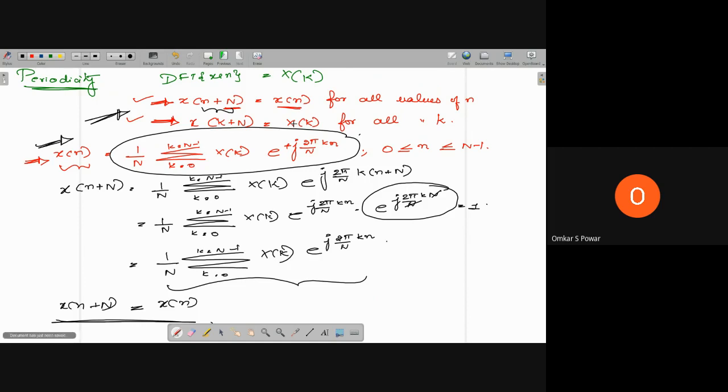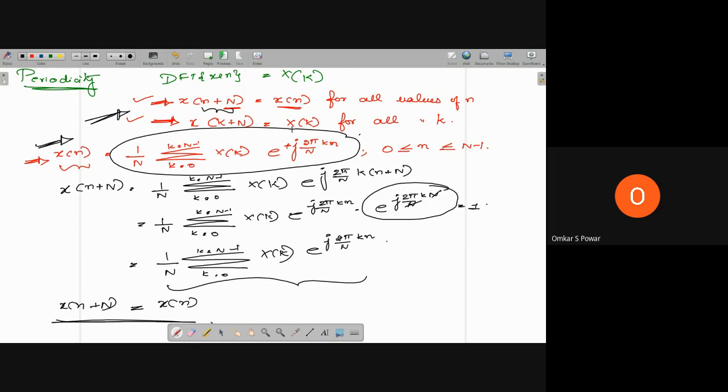So take the formula for X of k: summation n varies from 0 to N minus 1 x of n e power minus j 2 pi by N into kn. And you can do it in a similar fashion. Replace k by k plus N, then expand it and the other term is equal to 1, and you will get X of k plus N is equal to X of k. Very easy. So linearity, periodicity and all, it's very easy. Now we'll see the other two properties, which are circular time shift and circular frequency shift.